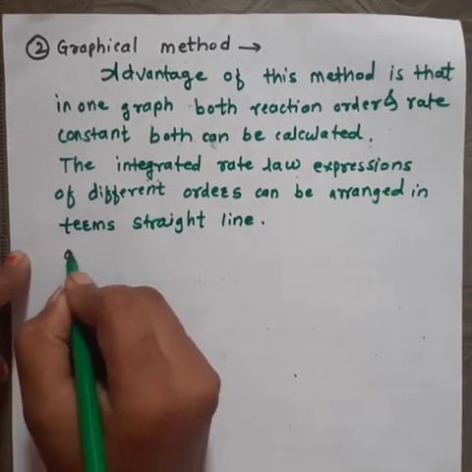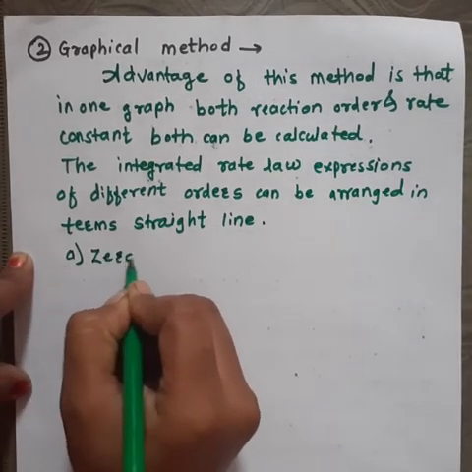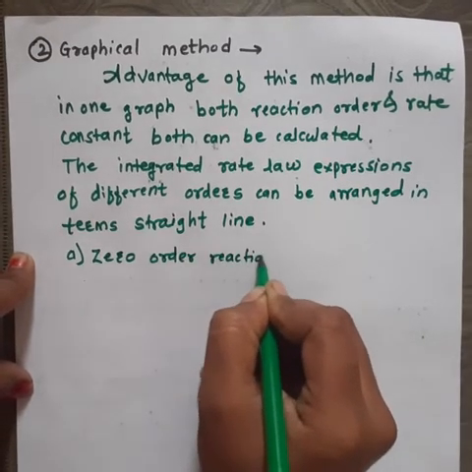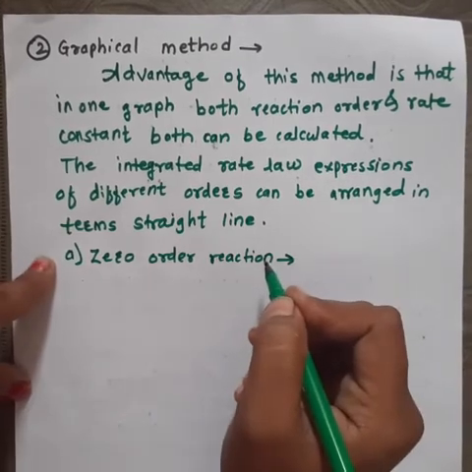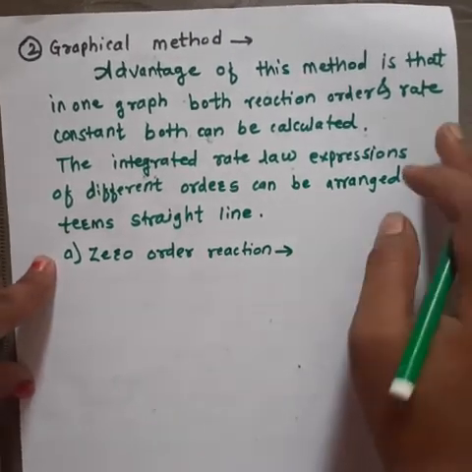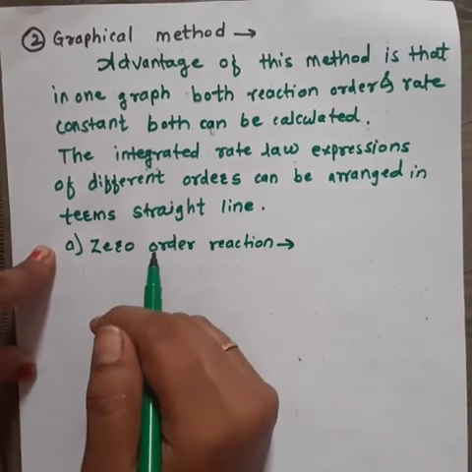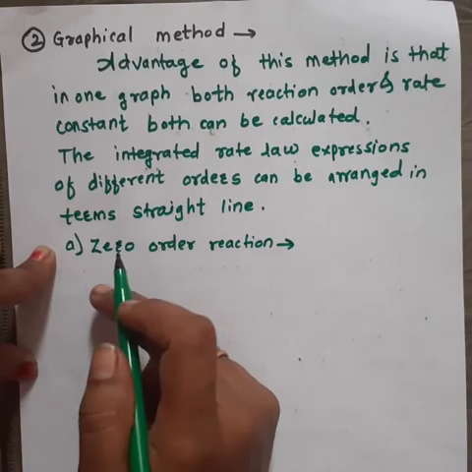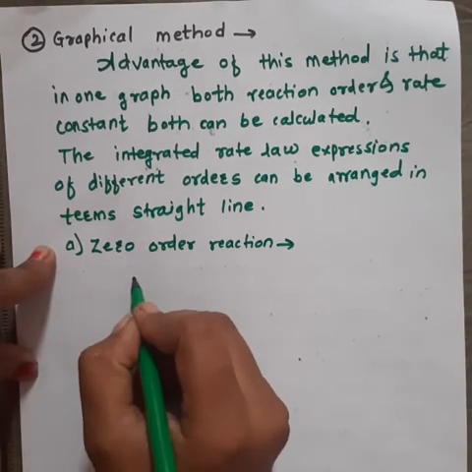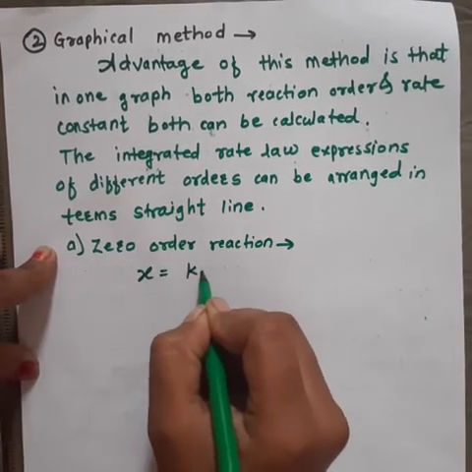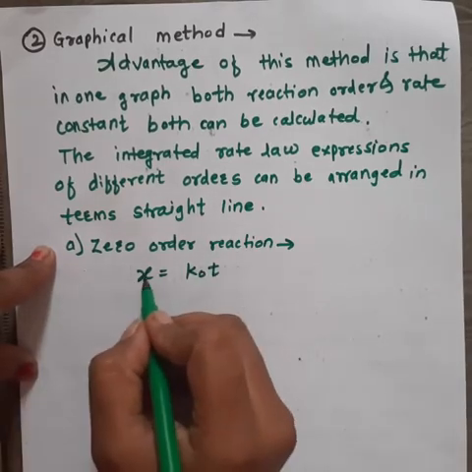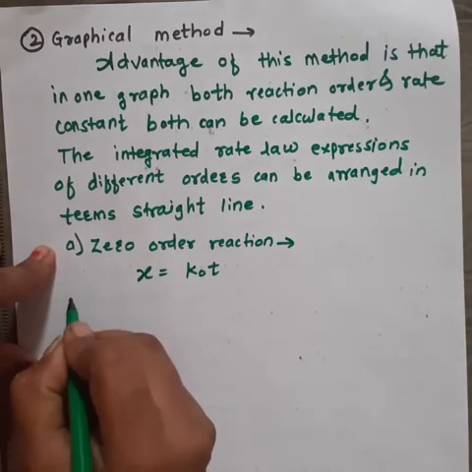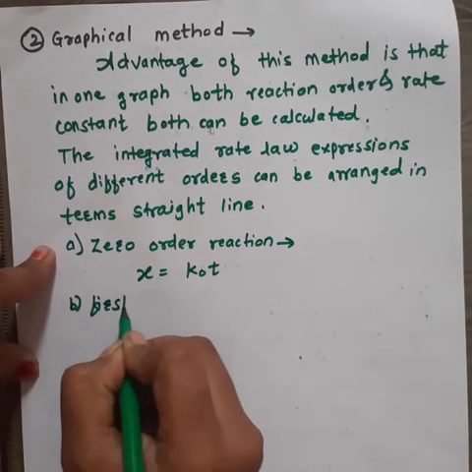So first is the zero order reaction. What was the equation of the zero order reaction? In the book the different form of zero order is given. In the next lecture we will study the integrated equation for zero order reaction. So x is equal to k0 into t. This is the equation given in the book for zero order reaction. For first order reaction, what was the equation?